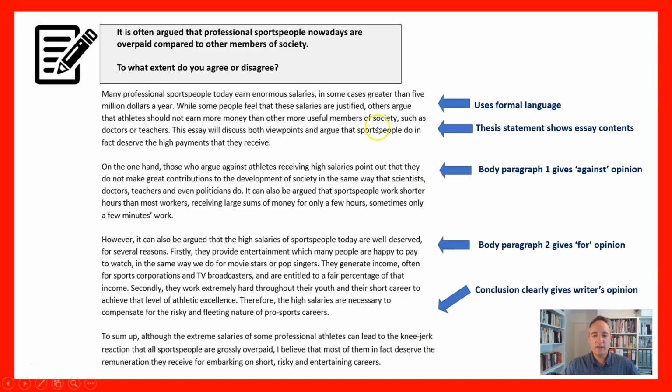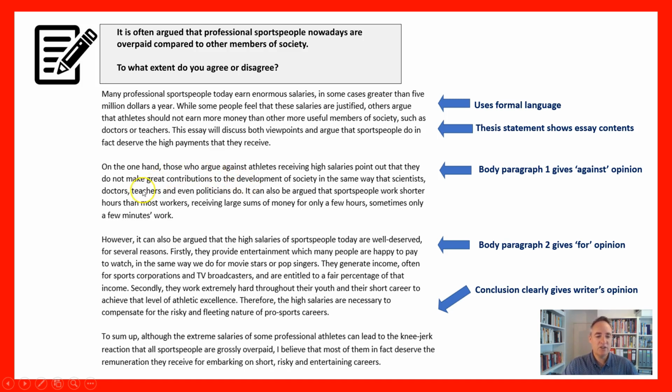So we've got our formal language, our introduction, giving both viewpoints. Let's have a look at the body, paragraph 1. On the one hand, those who argue against athletes receiving high salaries point out that they do not make great contributions to the development of society in the way that scientists, doctors, teachers, and even politicians do. So some people are saying, well, they're not so important. They're not really contributing that much to society.